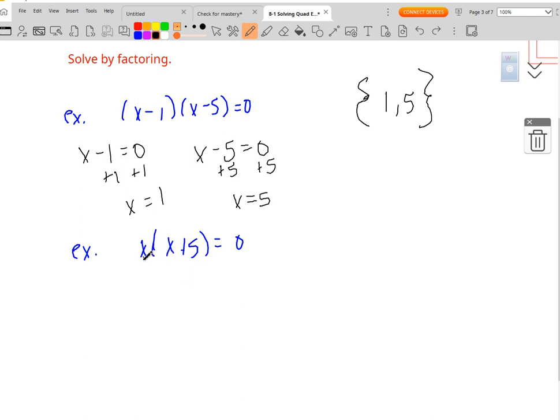If this is saying this times this equals 0, then one factor, we're setting that equal to 0. The other factor, we're setting that equal to 0, right? And now we solve. Well, this is already solved. We don't have to do anything here, but this one is not.